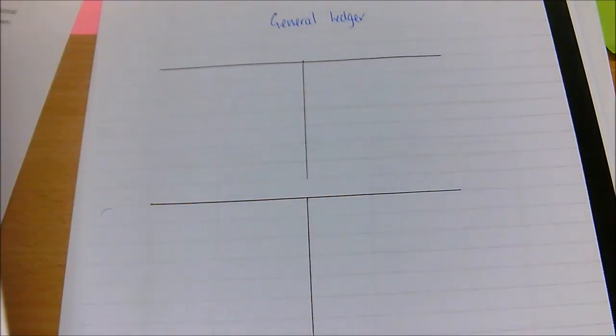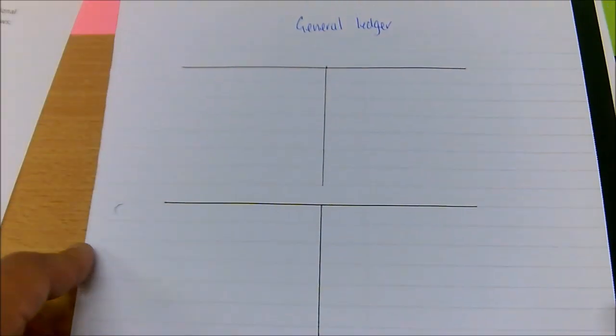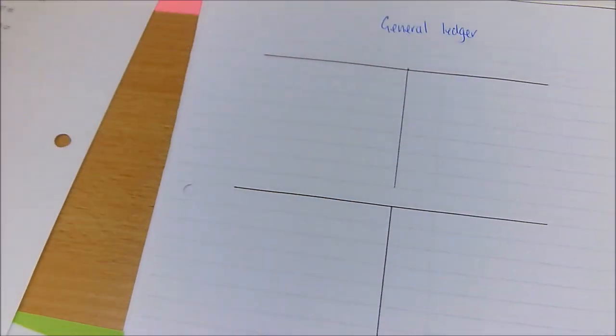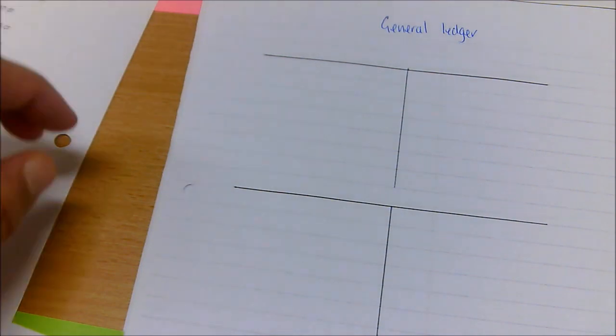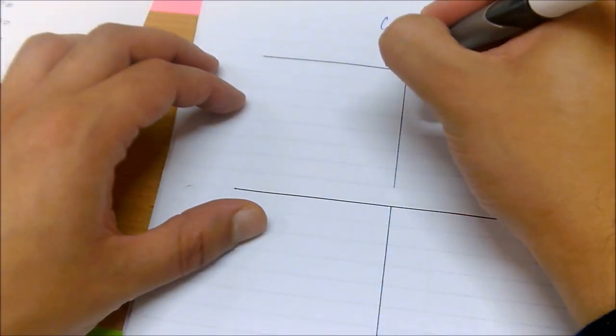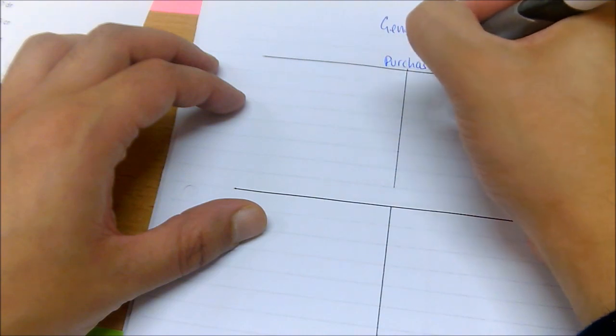So I'm going to deal with the general ledger first. And in the general ledger you have the sales account, your purchase return, and your sales return account. So for your purchase account, what you would have to do is as follows.